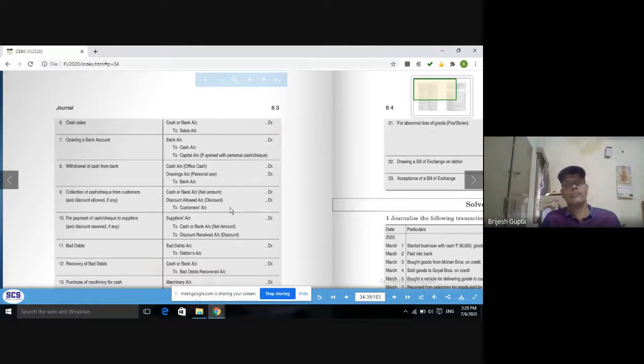Yes, sir. So two entries. Just like purchase, what is sure in sales? Sales account will be credited, whether it is a credit sale or a cash sale. In both conditions, sales account will be credited. Now you only have to decide which account will be debited. If it is a cash sale, then cash account will be debited. And if it is a credit sale, then customer's account will be debited. But sales account will be credited in both conditions.